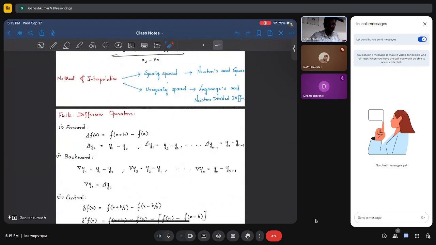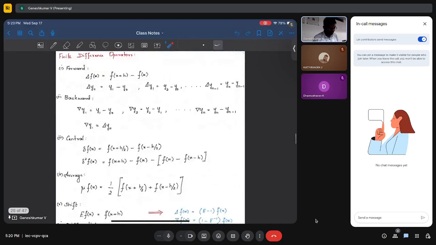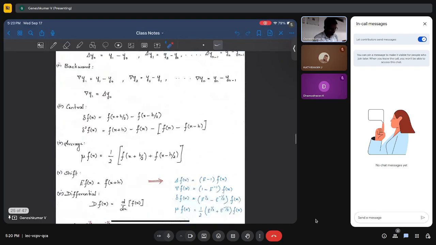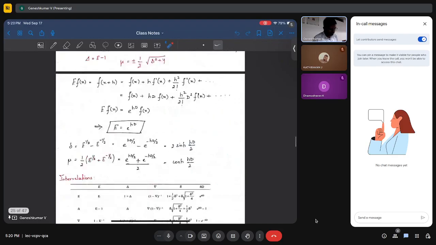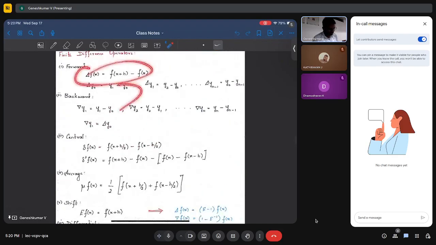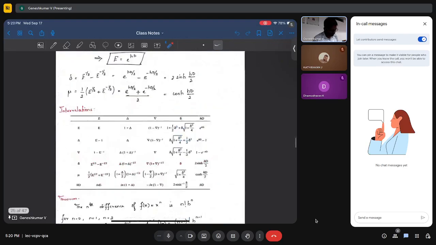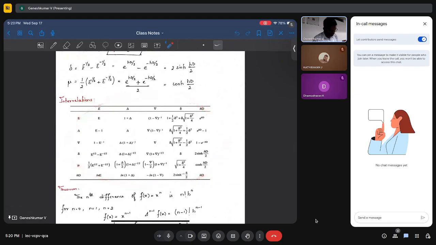The methods of interpolation can usually be divided into equally spaced or unequally spaced. For equally spaced, we use Newton's and Gauss's methods, and for unequally spaced, we use Lagrange and the Newton divided difference method. We also introduce certain finite difference operators. I think these are all quite straightforward: forward, backward, central, average, shift operator, and the differential operator. Basically, you can write each operator in terms of other operators. This one is the shift operator, and it can be written in terms of the forward operator and other operators.